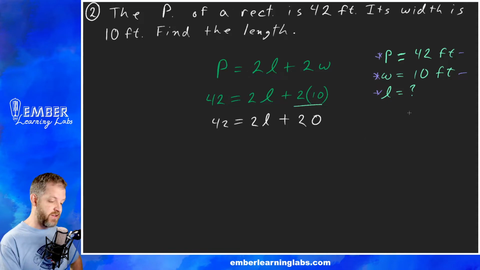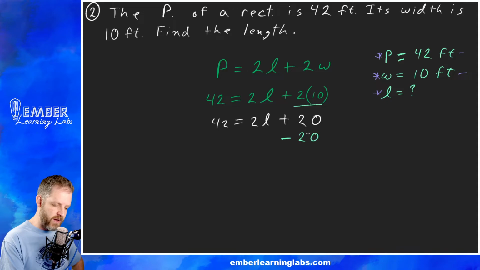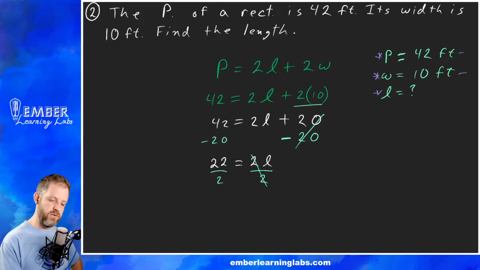So how is that 20 attached to the L? How is that 20 attached to the L? It is added, so we're going to subtract to get rid of it. And then 42 minus 20 is 22 equals 2L. That 2 is attached to the L through multiplication, so we're going to divide to get rid of it. Those cancel, and then we are left with L equals 11. Now remember, we've got to put our units, so 11 feet.